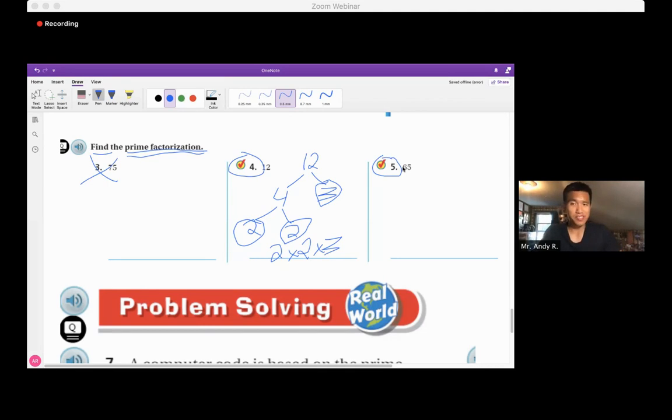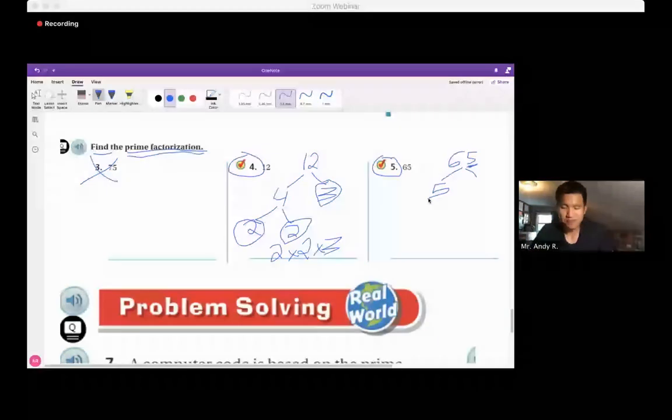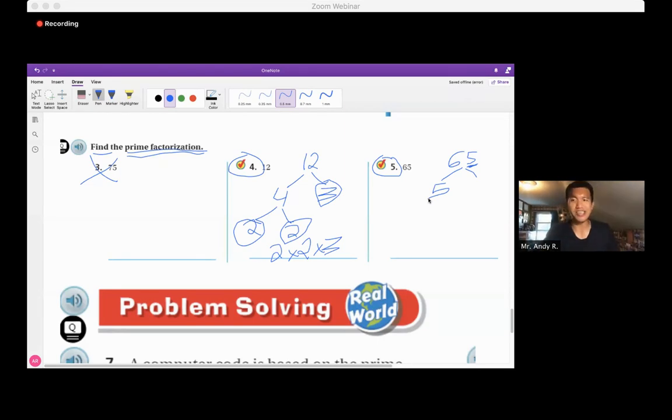Okay, number 5, 65. Someone give me what should be my first 2 numbers. Okay. Yeah, so you know that 65 ends in 5, so it's a 5's number, so you know that 5 is definitely one of the factors. It can be divided by 5. And 5 times what equals 65? 65 divided by 5 is what? It is 13. Yep, and both of these are already prime numbers too.